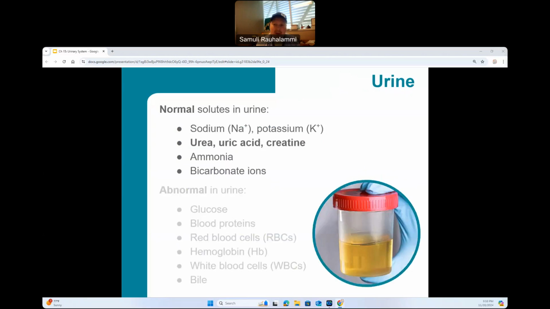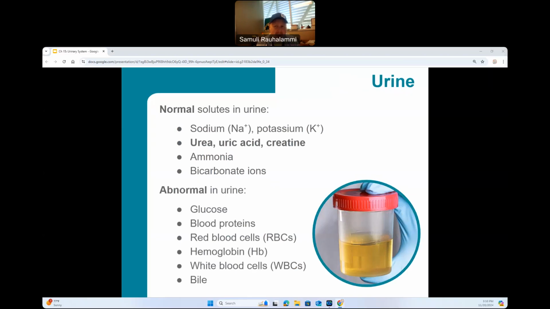So let's look at some of the things that we normally do see in urine. We typically do see sodium and potassium ions. We would also see urea, which is the end product of protein breakdown. We would also see uric acid that results from nucleic acid metabolism, and creatinine that's associated with creatine metabolism in muscles. It is also common to see ammonia and bicarbonate ions.